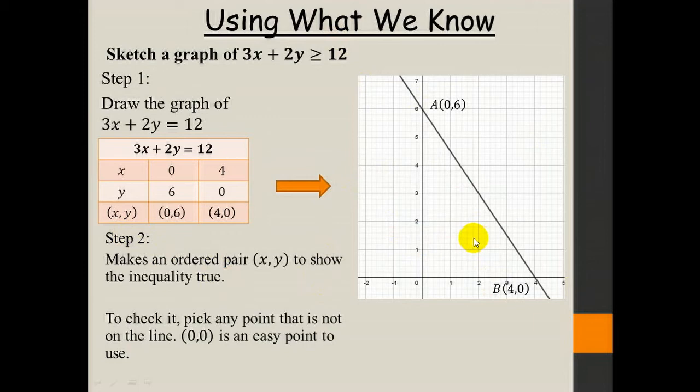After this, you make an ordered pair to show this inequality is true. To check it, pick any point that is not on the line. You can pick any point, like for easier, you can pick point (0, 0), or you can pick like (6, 7) or etc. It depends on you. But I told you pick an easy point, but that point is not on the line. It's not on the line, okay?